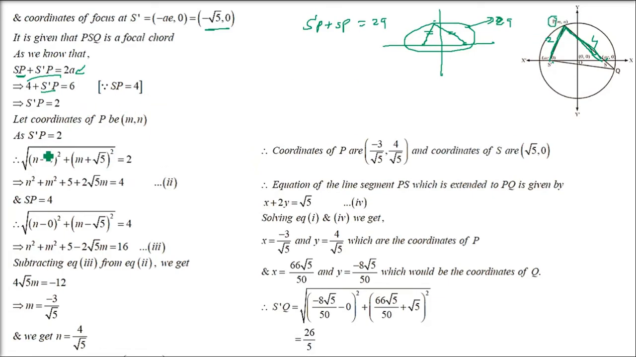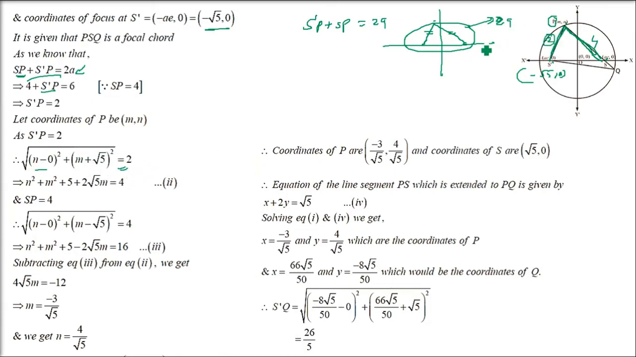Now this P point we are assuming to be (N, M). We know the distance of this point from (minus root 5, 0). So N minus of minus root 5, that is N plus root 5, and M. So the distance between (N, M) and (minus root 5, 0) uses the distance formula.